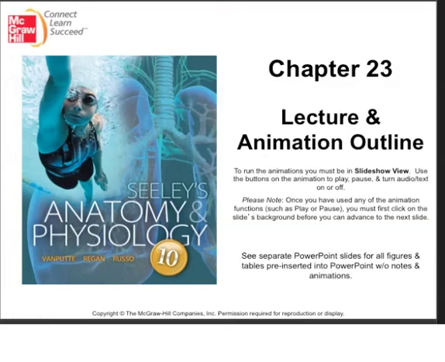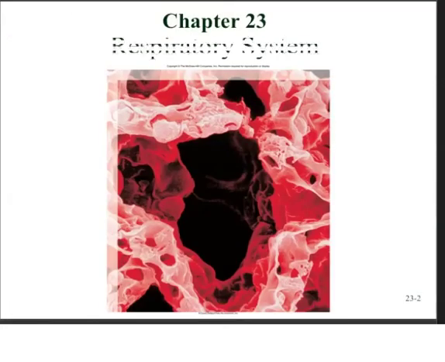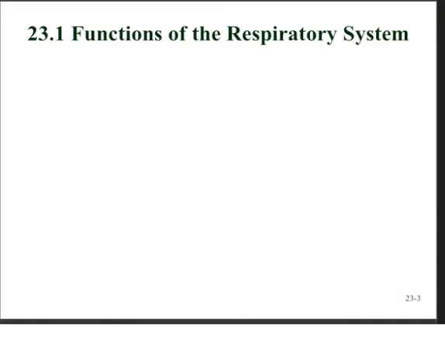Okay, welcome to the first part of chapter 23. We're going to be dealing today with the respiratory system. Basically, the respiratory system evolved because of a need to deliver oxygen to cells in order to meet the demands for ATP.